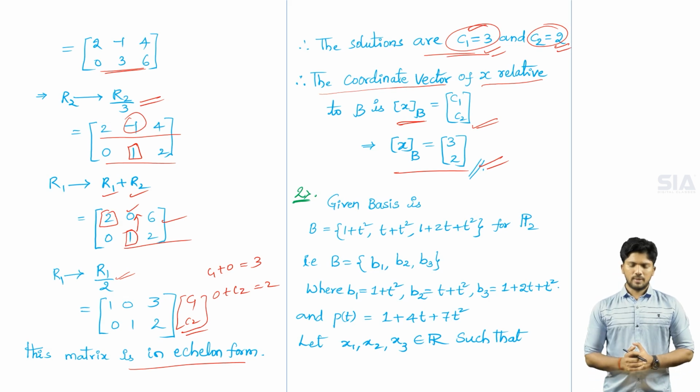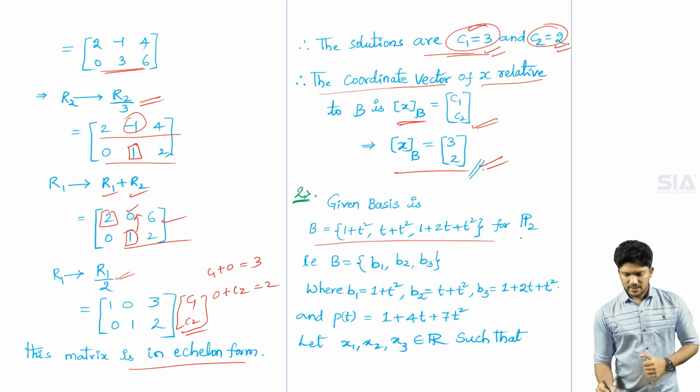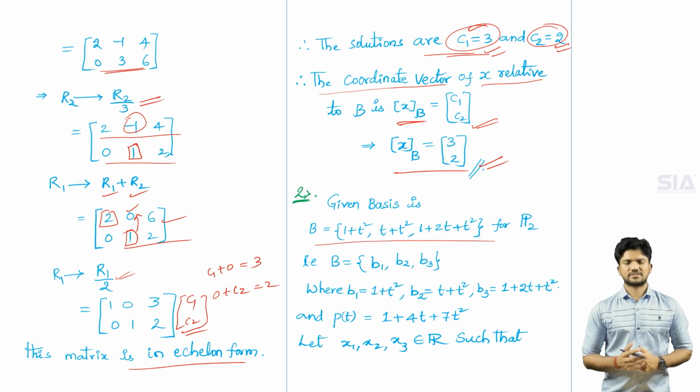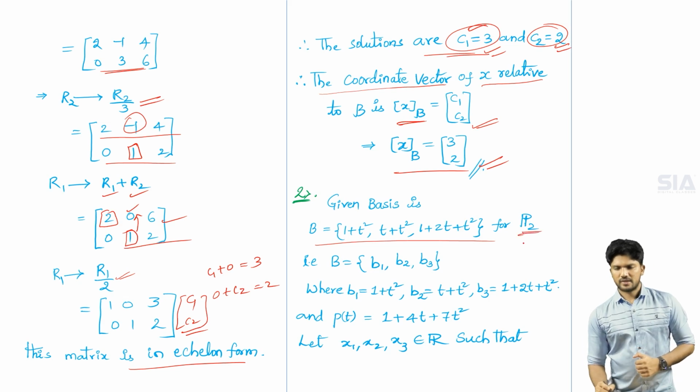Next, problem 2. Given basis capital B is equal to 1 plus t square, comma t plus t square, comma 1 plus 2t plus t square for P suffix 2.